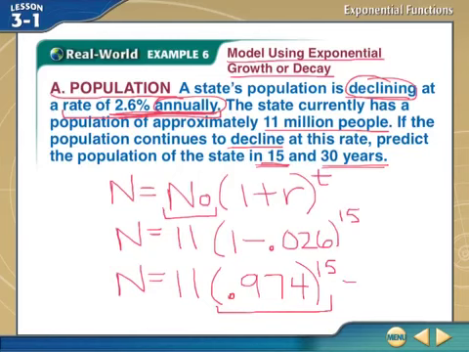So if I work this out on my calculator, I'm going to take 0.974, raise that to the 15th power, and then multiply by 11. And I'm going to get 7.41 million people. So this state can expect there to be 7.41 million people after 15 years.